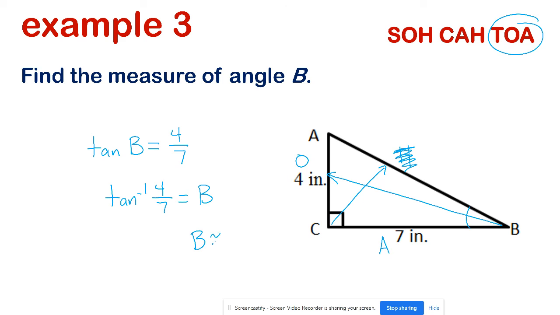And I forgot to do this on the last example, but it's good to use the little squiggle equal sign here to say that this is approximate. This has been rounded off. This is not the exact answer, but it's very close to it. So that's how you find the missing angle of a right triangle. Again, make sure your calculator is set to degrees. And after that, it's just a matter of punching it in and getting your answer.